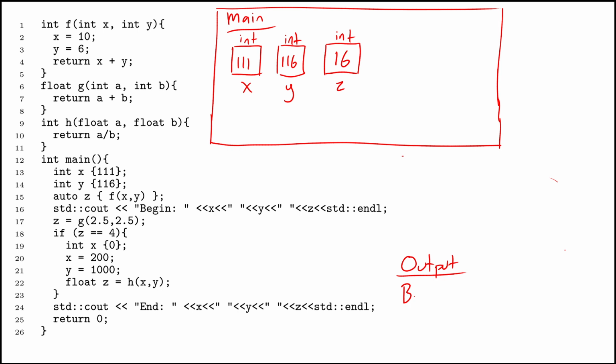So I print out begin. And then I print out the value of x, and of course I'm in the scope of main here, so I print out the value of x, it's 111, the value of y is 116, and the value of z is just 16.